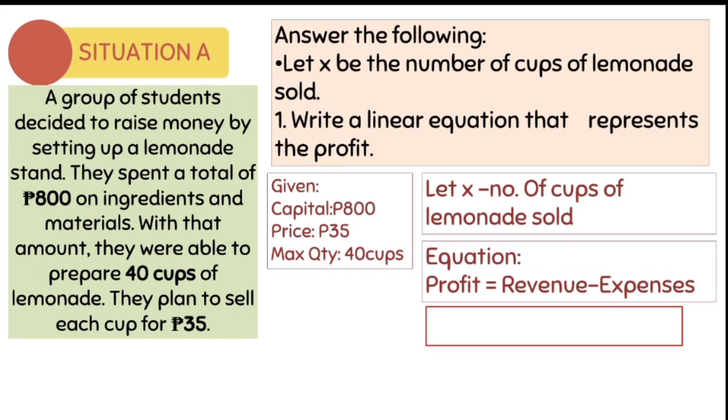So to write the equation, we need to follow the formula profit equals revenue minus expenses. So remember that the profit is represented by the P of X. For the revenue, it is the product of the cost per product times the quantity of product sold. So it is now 35x minus our expenses or minus our initial capital, which is 800 pesos.